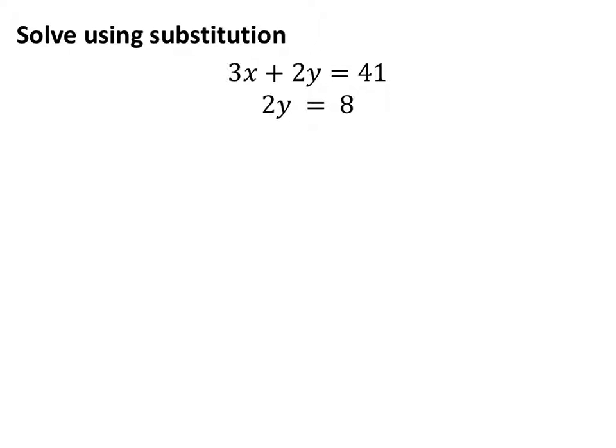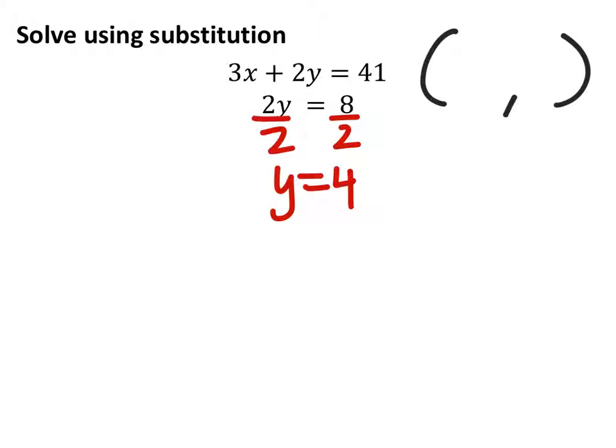In this case, we can see in the second equation here that solving for y is going to be very easy, because if we divide both of these by 2, we find that y is 4. And since that's just a value of y, we know that in the solution already that y is 4.